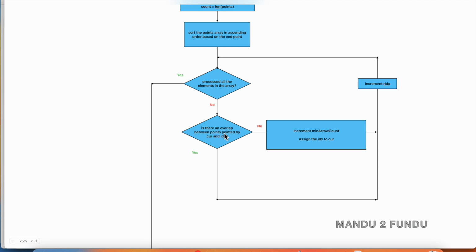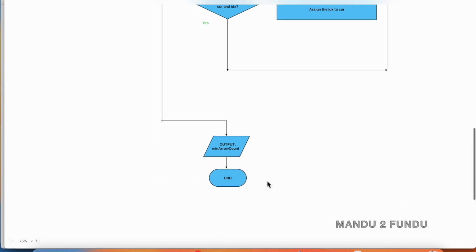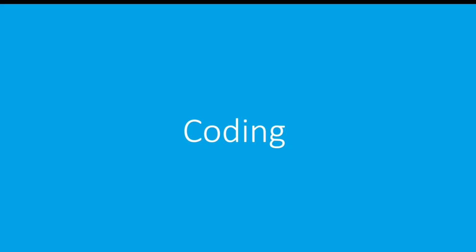If there is no overlap, then we are going to form a new group. So we increment the minimum arrow count, and then we update the current pointer with the value idx. So in the new group, the element pointed by the idx is the first element, so that's why we are assigning it here. Then we keep processing until all the elements are processed. Once all the elements are processed, we come out and return the minimum arrow count. Let's move on to coding.